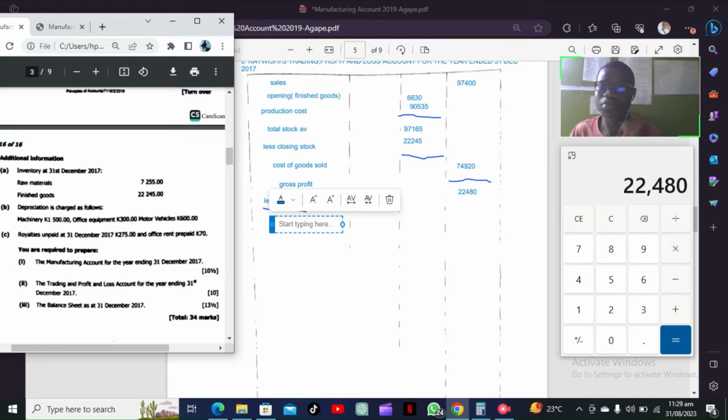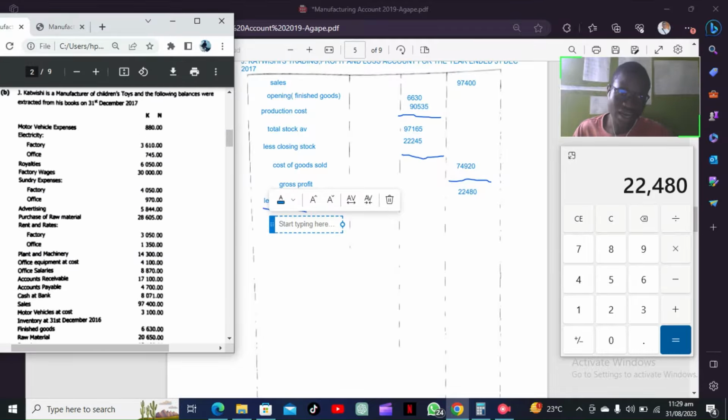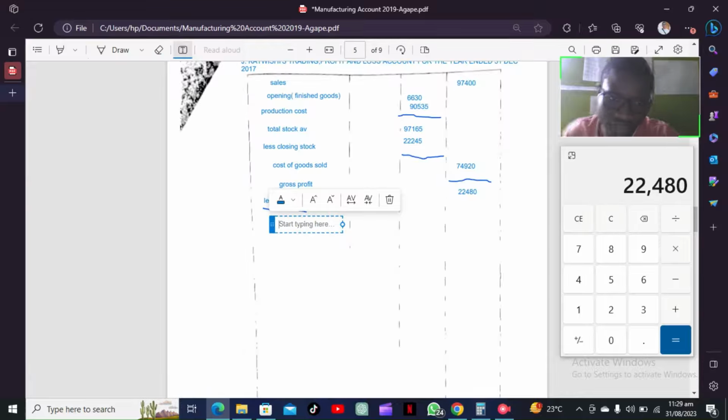So our adjustment, there was this adjustment that said office rent prepaid. So when we're entering office rent, we need to remember that there was an adjustment concerning this. We're not just going to enter it directly. Now we're going to look for adjustments. Start from the top again so that you do not miss any expense. So we have motor vehicle expense first there. We'll just write motor expenses.